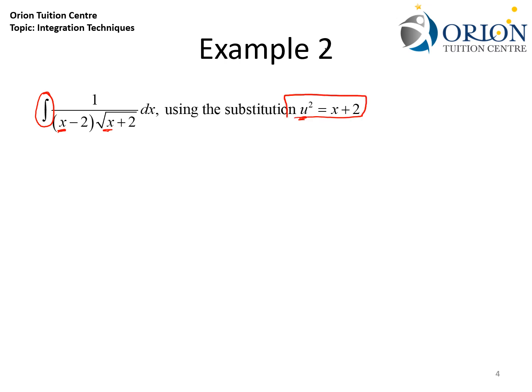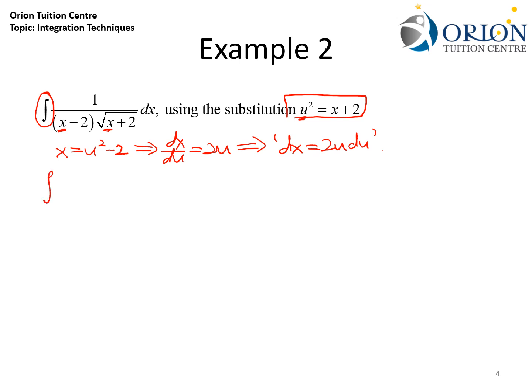For u squared equals x plus 2, I can write it as x equals u squared minus 2, and therefore dx over du will be equal to 2u, and this means that dx will be equal to 2u du. So now we are ready to perform the substitution.